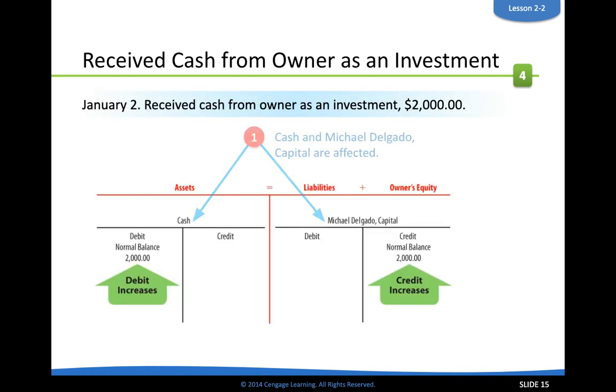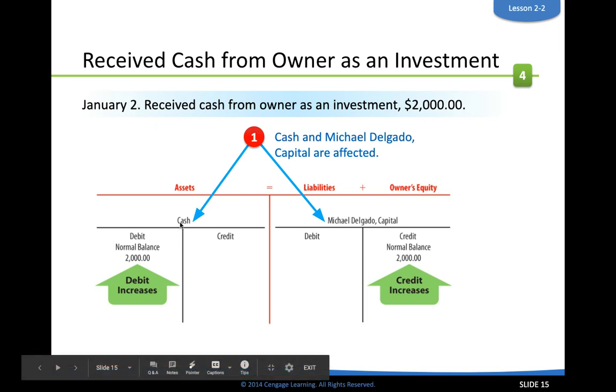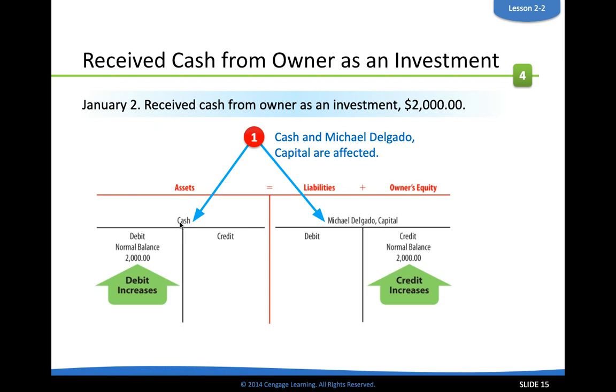So on January 2nd, we have received cash from owners and investment. So Michael Delgado invests $2,000 of his own money into his business. And so question number 1, which accounts are affected by this? We have a cash account. Remember, when he invests money into it, obviously that cash has to go somewhere. So we have cash, the first account affected, and an owner's equity account, Michael Delgado capital account. All right, so those are our 2 accounts that are affected.